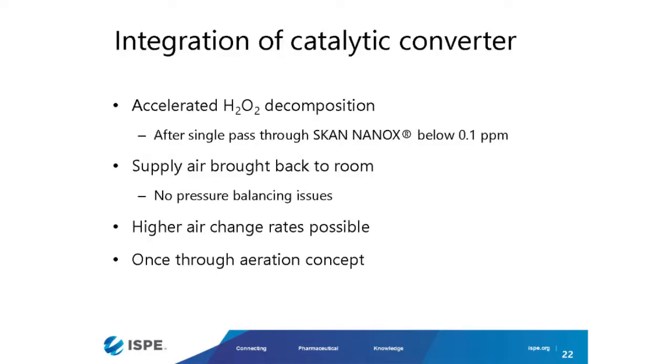If we integrate such catalysts into the isolators, we accelerate the hydrogen peroxide decomposition so that in a single pass, we reach 0.1 ppm. This is crucial because then we can supply all the air back from the isolator directly to the pharmaceutical room. We don't have any pressure balance issues, and we can increase the air change rates as much as possible, so that we can even build once-through aeration concept systems. This works incredibly, and we can really maximize the aeration speeds with this solution.